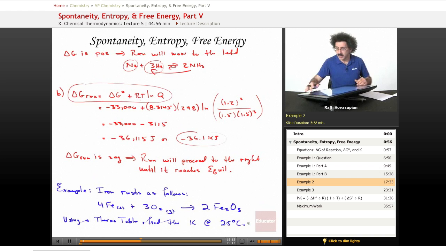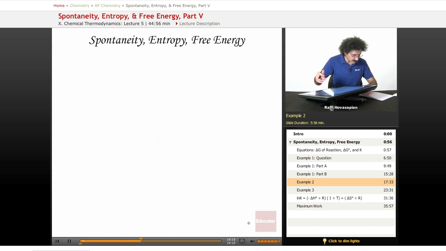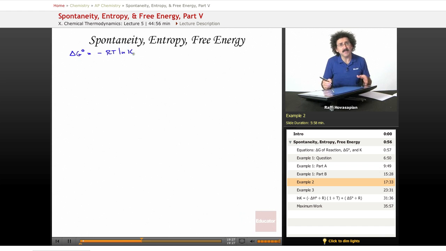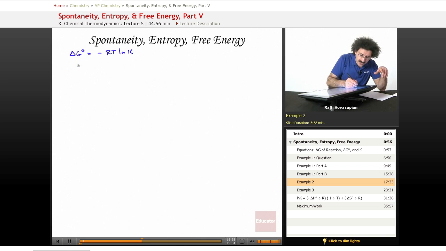Oh, okay, well, we know how to do that. They want us to find K. Well, we know the relationship is delta G equals minus RT ln K, right? We're at equilibrium. We just solved that equation by setting the delta G of reaction equal to 0. So let's go ahead and use this version of it. K is equal to e to the minus delta G over RT.